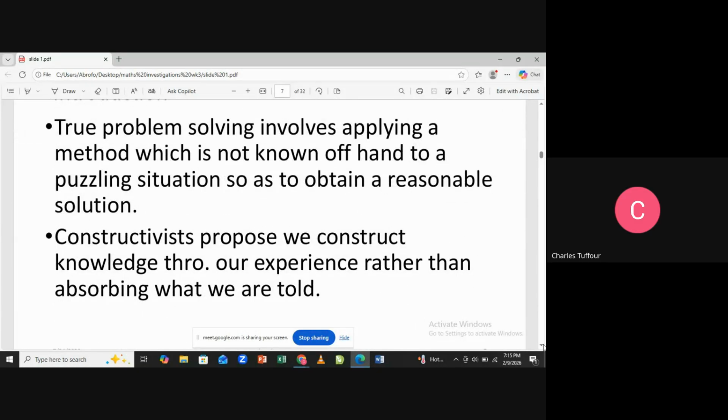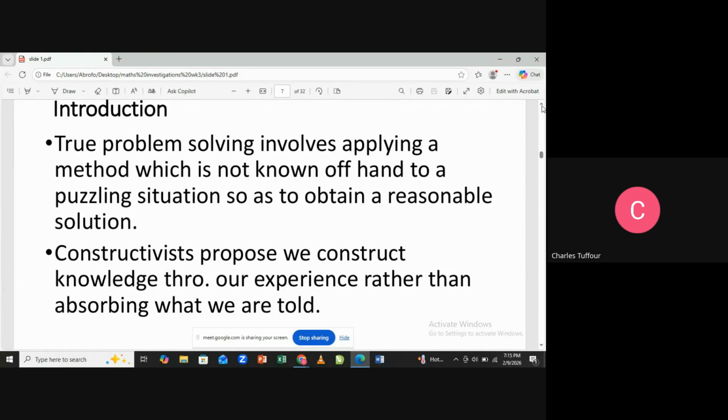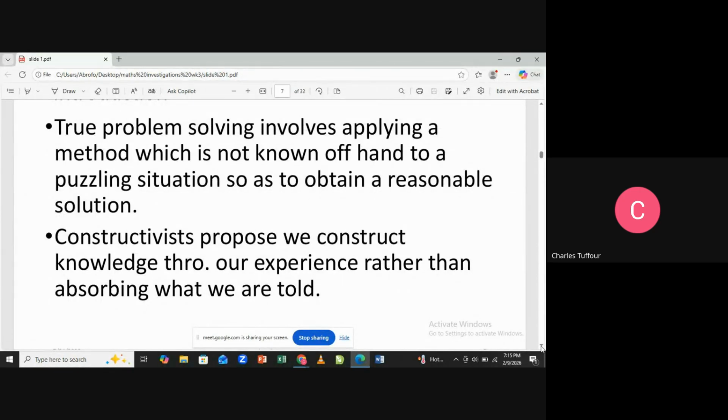Good. Now, a quick introduction to the principles. True problem solving involves applying a method which is not known offhand to a puzzling situation so as to obtain a reasonable solution. All these things, we have already discussed. So when it is a problem, we don't know the solution at hand.